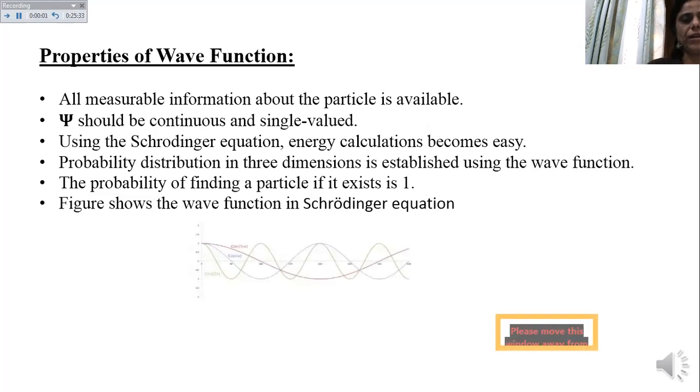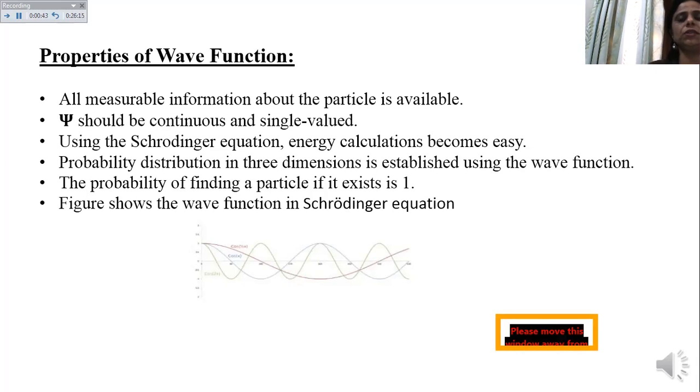Now, what are the properties of this wave function? All measurable information about the particle is available. With the help of this wave function, every piece of information about the particle, the electron, that is about our matter, is available. Psi should be continuous and single valued. It should not be discontinuous. It's a continuous wave function. Using the Schrödinger equation, energy calculation becomes very easy. We can find how much energy a particle has and how this energy is used in order to study the different parameters.